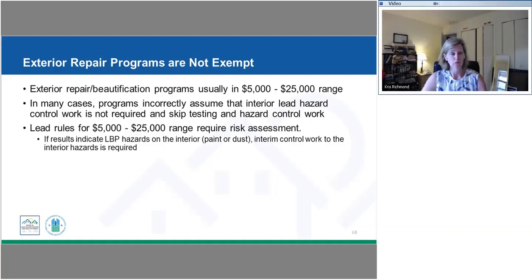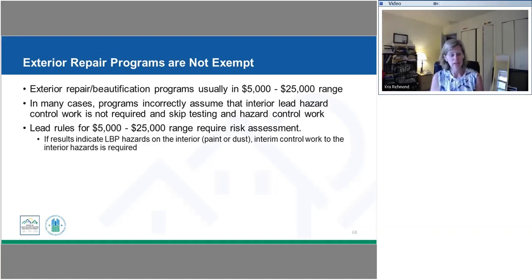As a result of a risk assessment, if lead-based paint hazards are determined to be on the interior, then you need to address those. You need to do interim control work on that interior. So even if you were funding a project where you thought you were only going to be working on the outside of the unit, if it triggers a risk assessment and the risk assessment finds lead hazards on the interior, you still need to address those hazards following lead safe housing law.